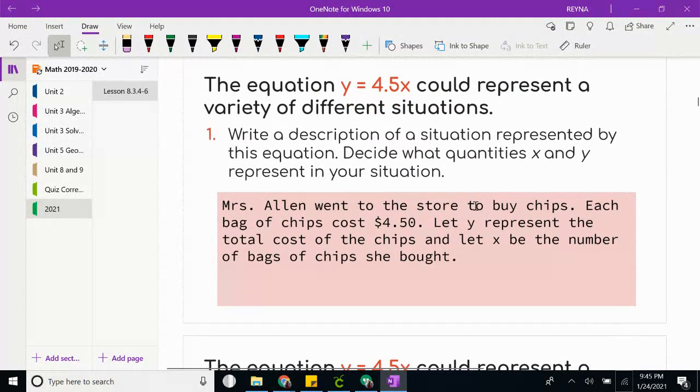So this situation might look like Miss Allen went to the store to buy a bag of chips. Each bag of chips costs $4.50. Let Y represent the total cost, so that's how much I would pay, and let X be the number of bags of chips I bought. So if I bought one bag of chips, X would be 1. If I spent $20, then Y would be 20. But we know the bag of chips costs $4.50.